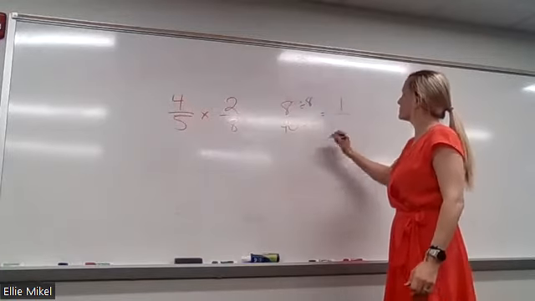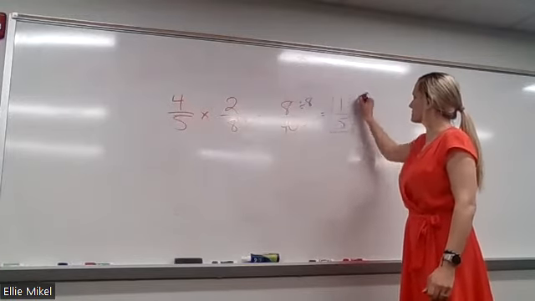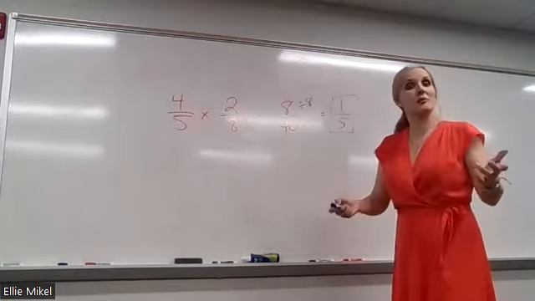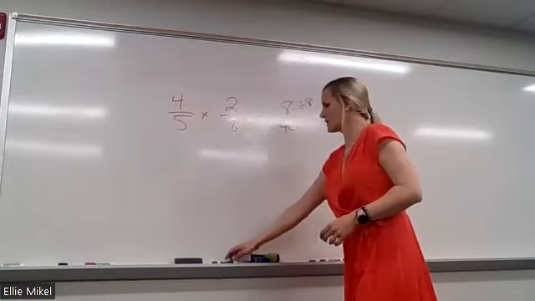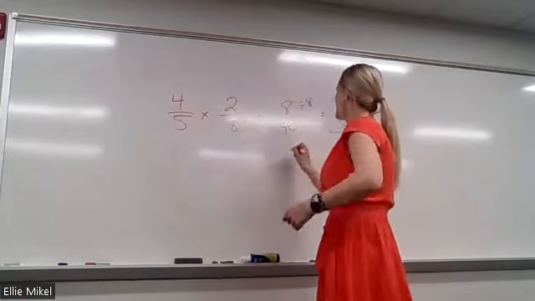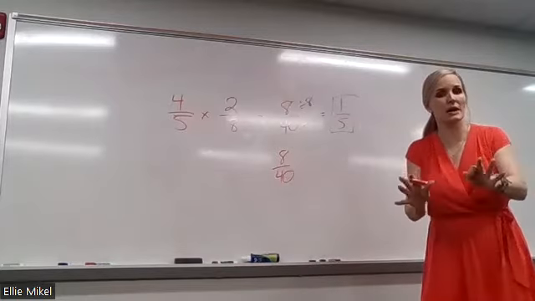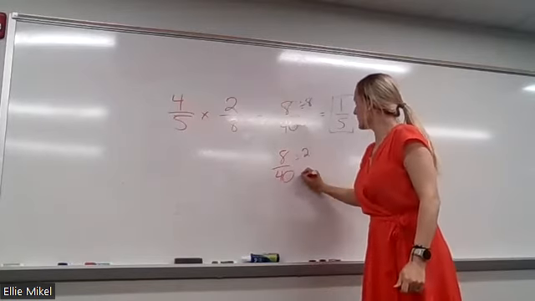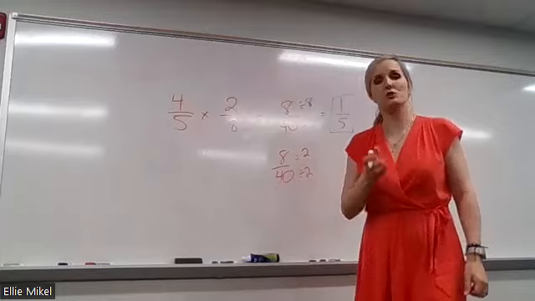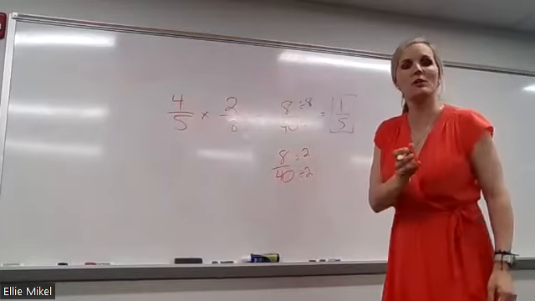So 8 divided by 8 is 1, 40 divided by 8 is 5. So my answer is going to be 1/5. If you didn't think about that and said, you know what, I have 8/40ths, well, both are even numbers. If you started off with 2, that's okay. Remember, as long as you're dividing them both by the same number, you are reducing it correctly, and that is totally fine.